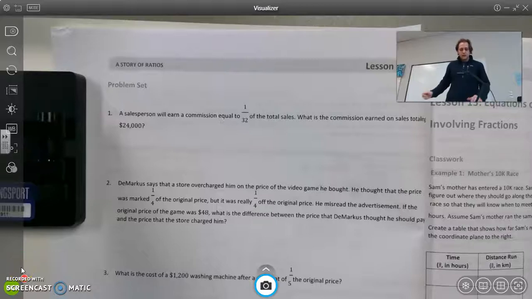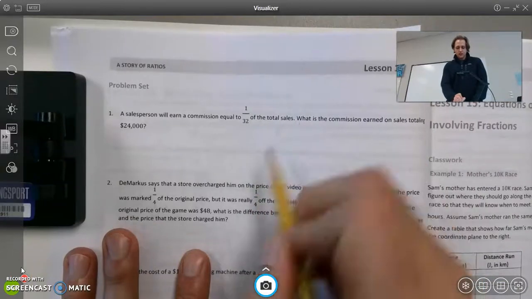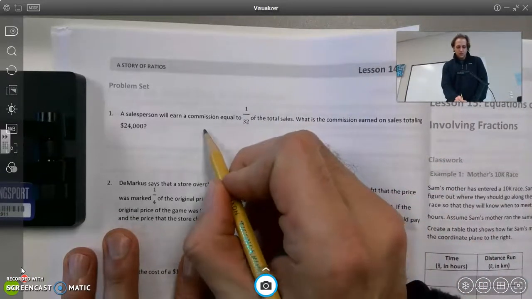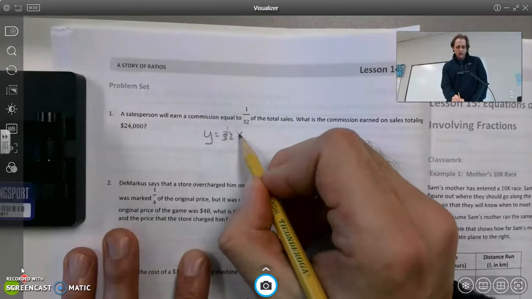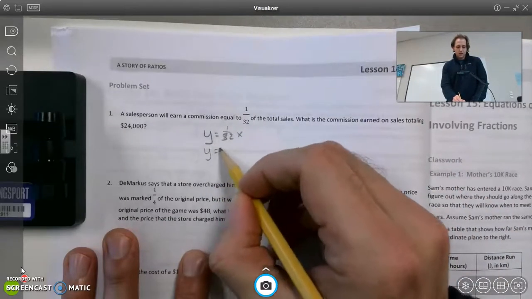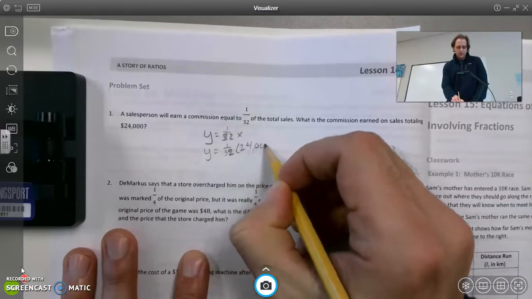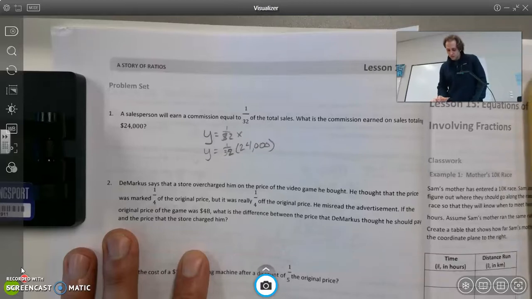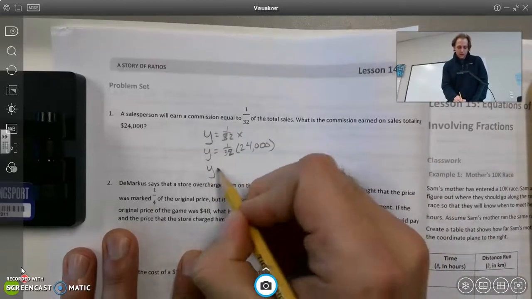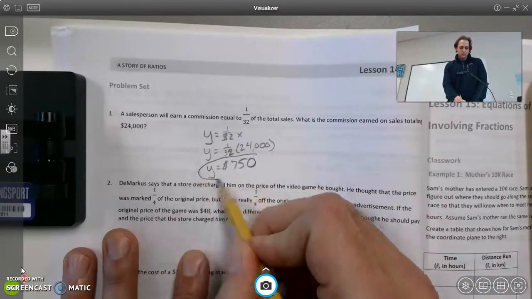Alright guys, let's take a look at your problem set here. A salesperson will earn 1/32 of total sales. What is the commission? Commission, the Y, is equal to 1/32 of X, the total sales. Let's plug in $24,000 as our sales, and 1/32 times 24,000. And we're going to get $750. And that is his commission.